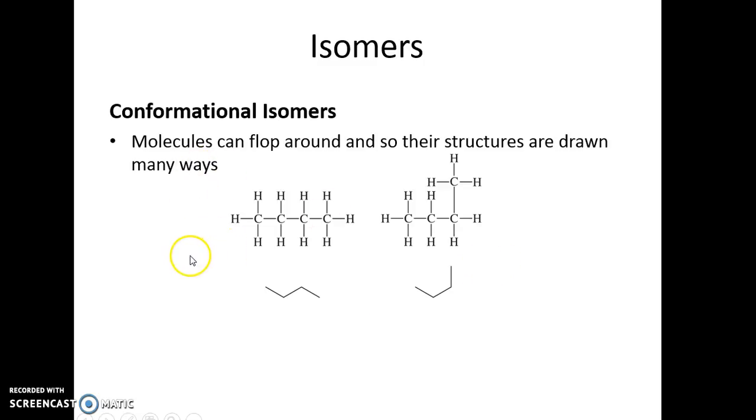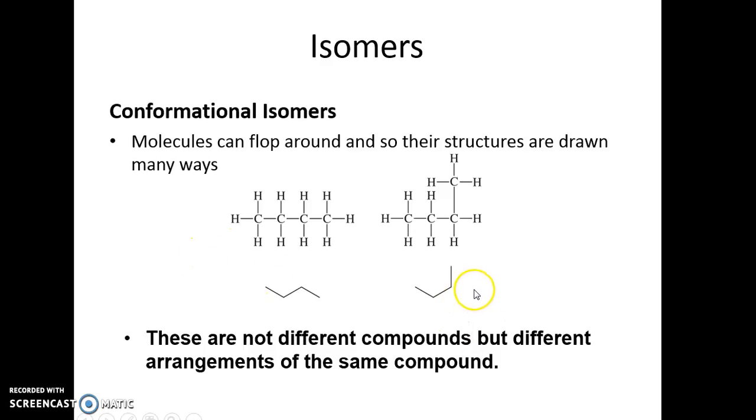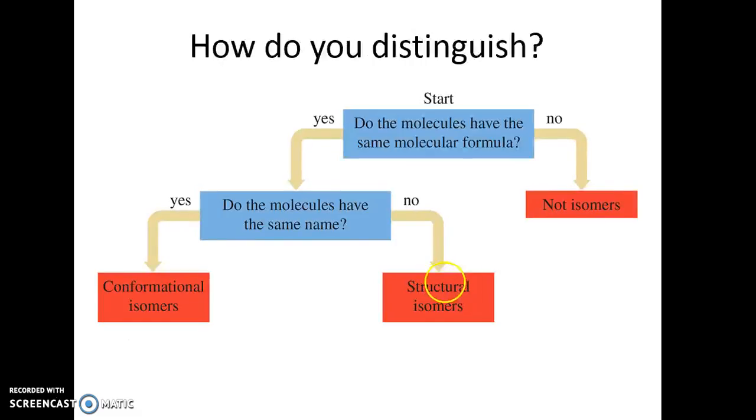They're what we call conformational isomers. Or another thing that we will call them is just identical. They're not different compounds, but just different arrangements of the compound in space, rotating around.